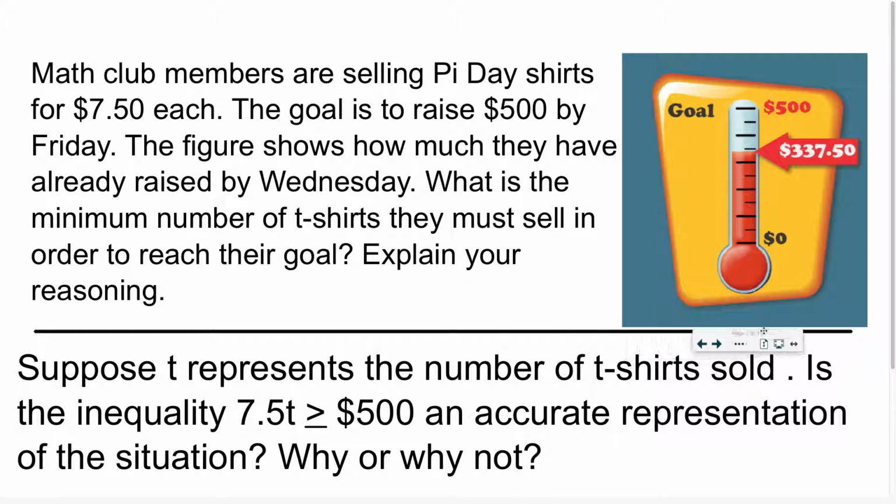So let's suppose that t, the variable, is the number of t-shirts that are sold. Okay? Is this inequality an accurate representation of our situation? So we have 7.5t. What does 7.5t represent? What about the shirts? The cost. Because what do I know? What's the 7.5? Yeah, each shirt is $7.50, and then t is the number, which I don't know, how many shirts. So 7.5t.